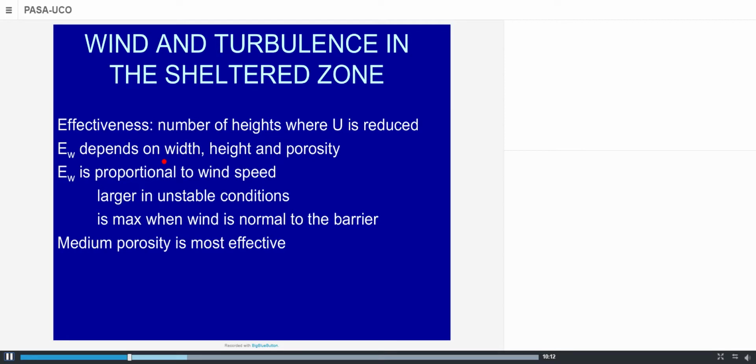The effectiveness is also higher for unstable conditions, in other words, during the daytime, and is less effective during the nighttime. The effectiveness is also maximum when wind is normal to the barrier, and minimum when wind is parallel to the barrier, to the windbreak. But even then, the presence of a windbreak affects wind speed. Medium porosity is the most effective of all porosities.